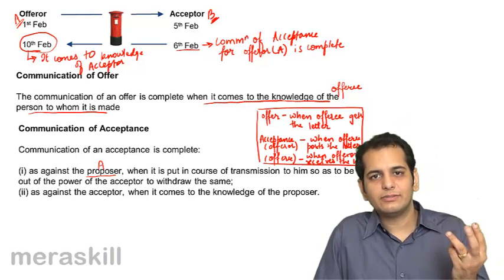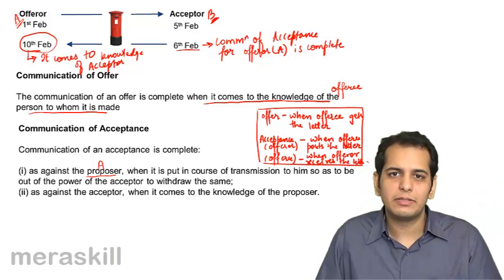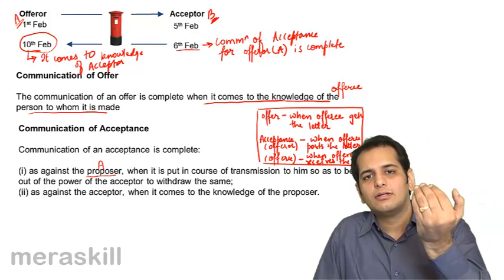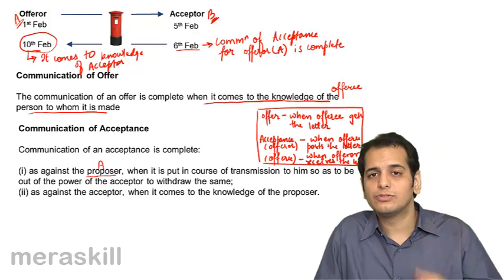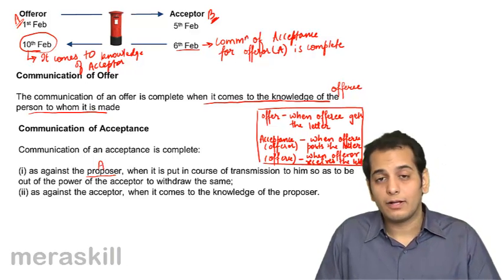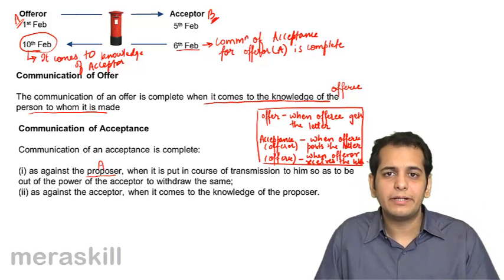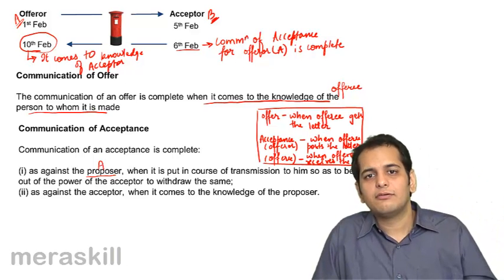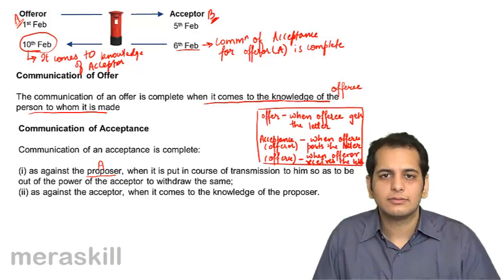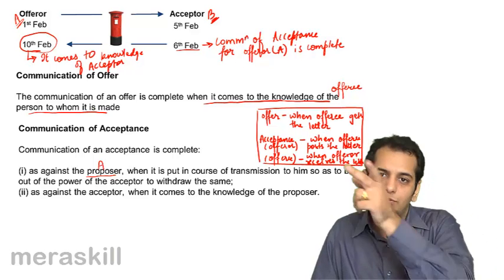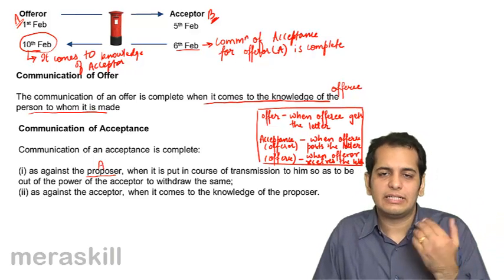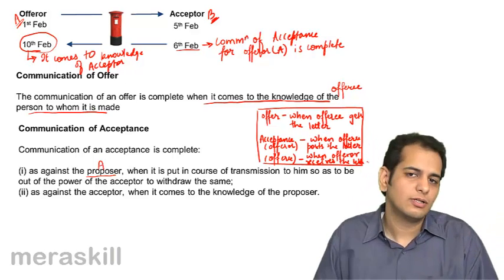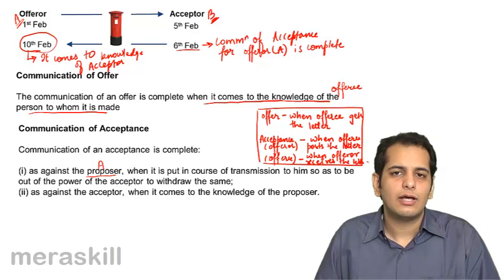So there are three things. Communication of offer is complete when the offeree gets the letter, receives the letter, when it comes to his knowledge. The communication of acceptance is complete for the offerer when the offeree posts the letter, and communication of acceptance for the offeree is complete when the offerer receives it, when it comes to his knowledge. It's as simple as that.